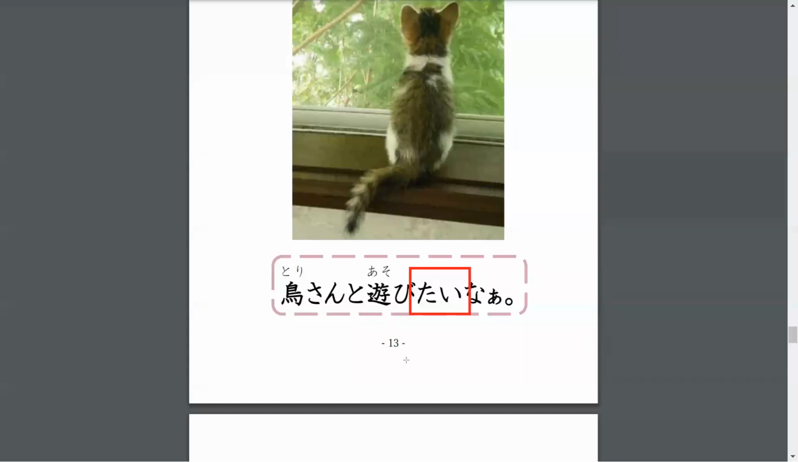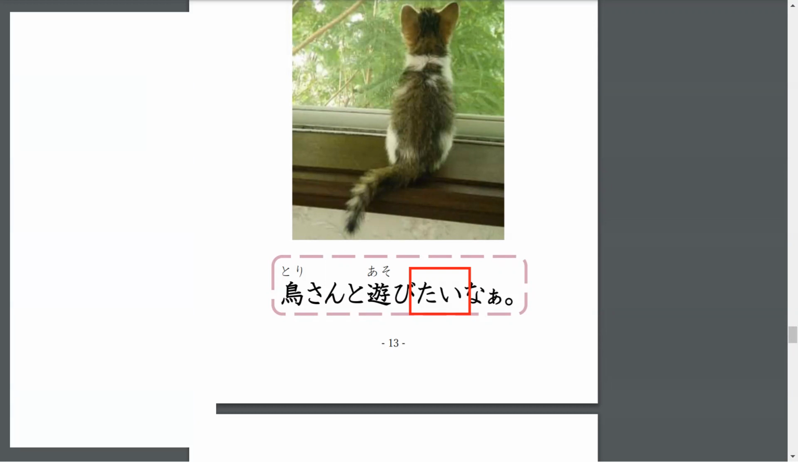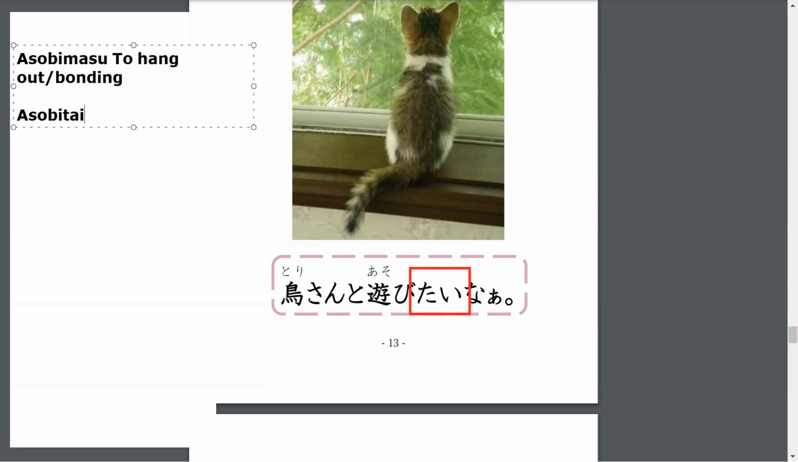So let's have some examples. How do we do the verb in that form? For example, we have tabemasu, to eat. But first, let's go with the verb asobimasu. It means to hang out or to have bonding. So if you want to say I want to hang out, what you will do is simply remove masu and add tai. So it becomes asobitai, asobitai. So it means want to hang out.